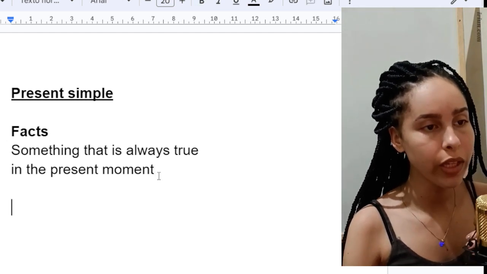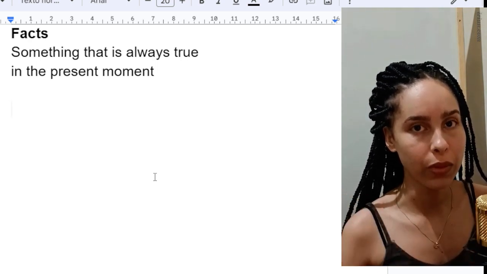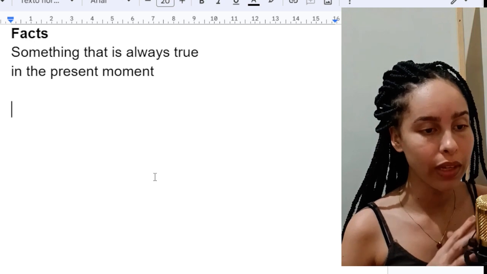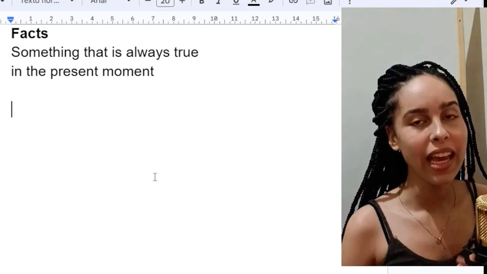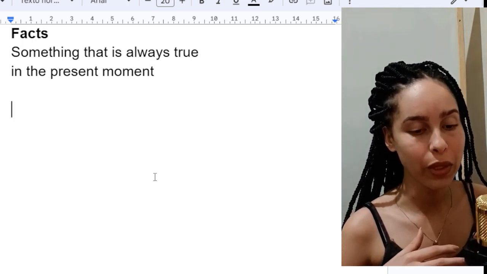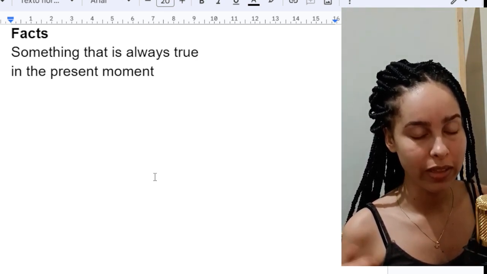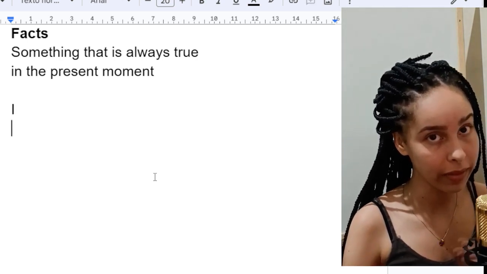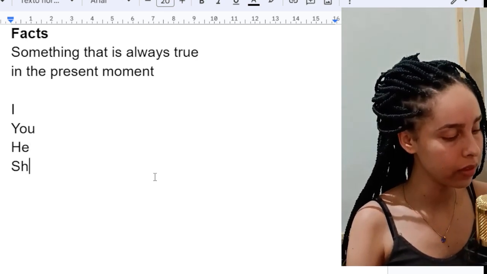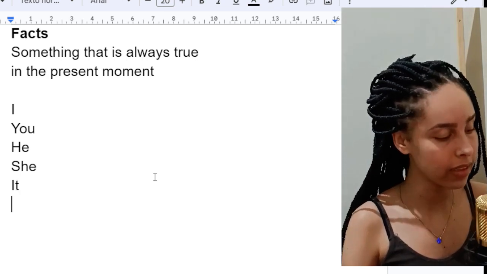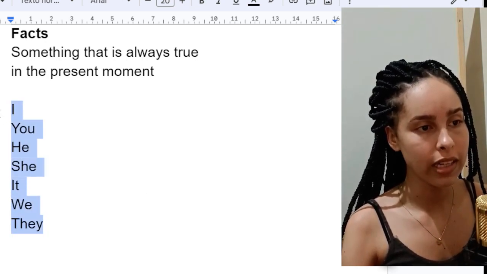But now, how do we use it? The first thing you have to know is how flexible the verbs can be. So let's talk about the verb to dance. It means dancing, and we're going to see how flexible this verb can be in English, agreeing with the subject. So the subjects in English are I, you, he, she, it, we, they. So these are the subjects.